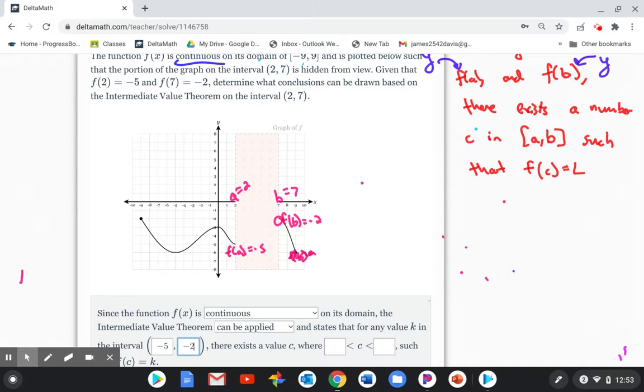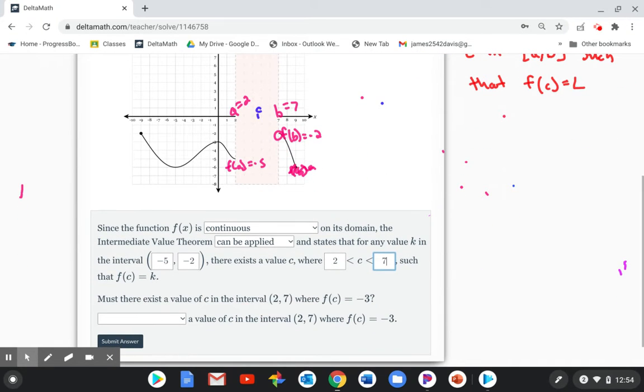There exists a value which we're going to call c. Okay, c is an x value, somewhere in here maybe, right? Which is between 2 and 7. The open interval 2 to 7, such that f of c equals some value k. So this function is going to connect in some way, like that. We don't know exactly what it does. But let's see if we can answer this question.